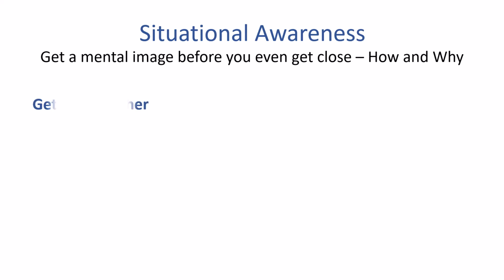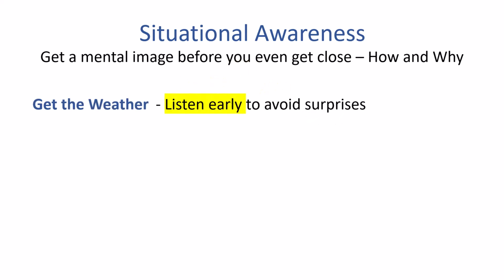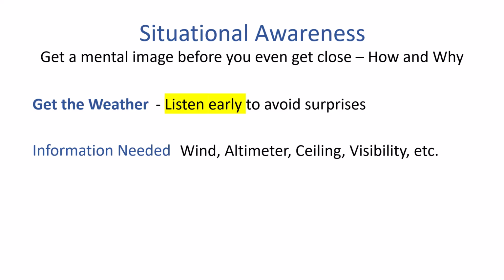Situational awareness. Get the weather first. You listen early to avoid surprises. Many people listen to the weather at the last minute right before they make their call to the airport. My suggestion is to at least listen 30 miles out and get a good idea of what the weather is and start planning for things. So the information that we're going to need is the wind, altimeter setting, ceiling, visibility, etc.